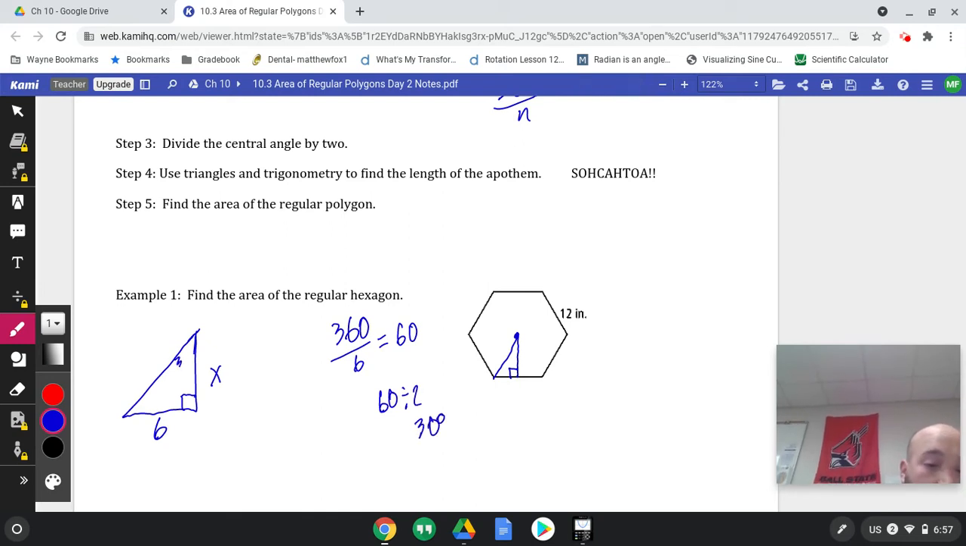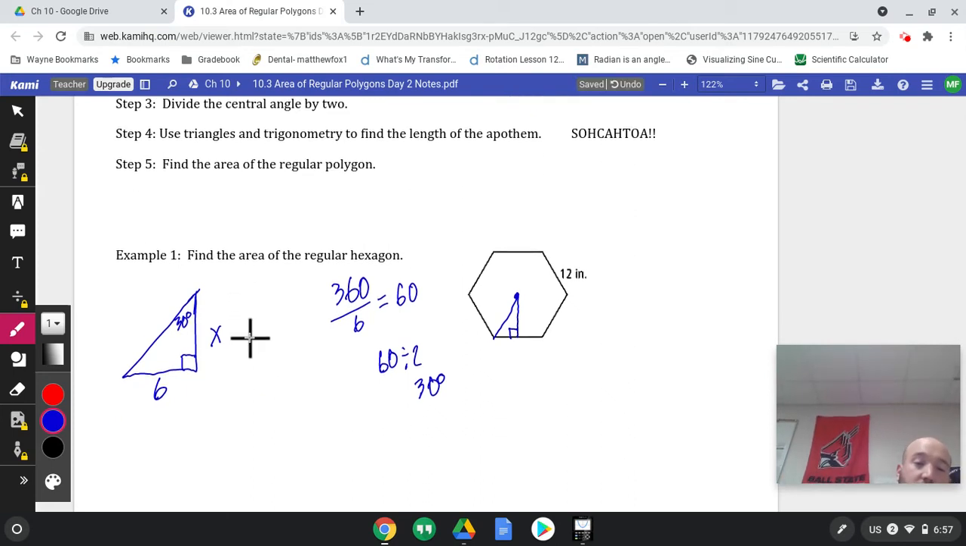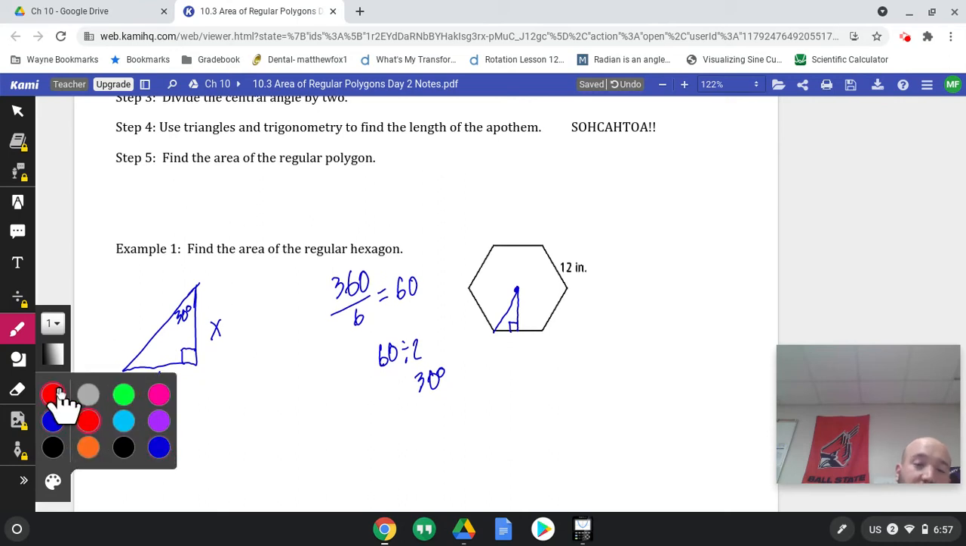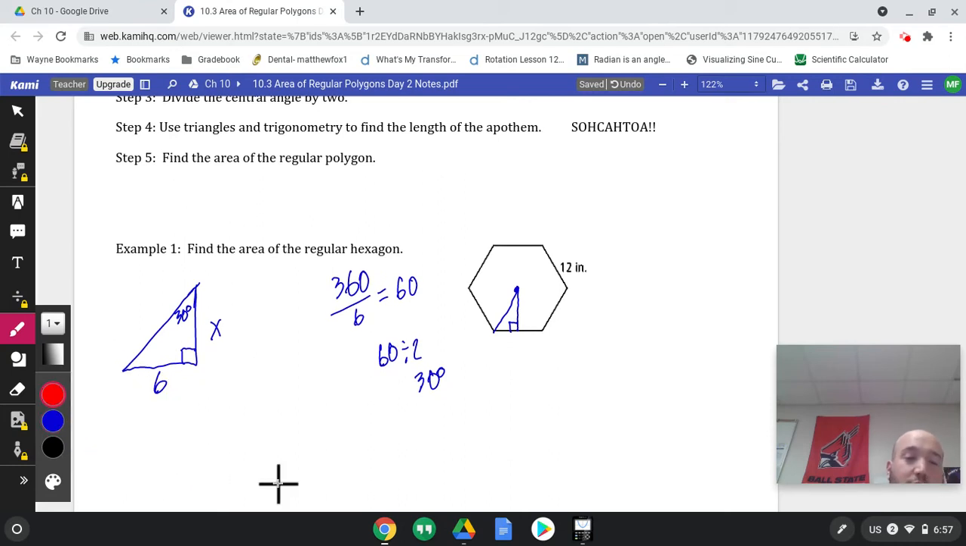Okay, that 30 degrees goes right there. Now, in order to solve this, we can use SOHCAHTOA. Keep in mind, I switched to red ink here to put my labels. Adjacent means next to, so the X is next to that angle.